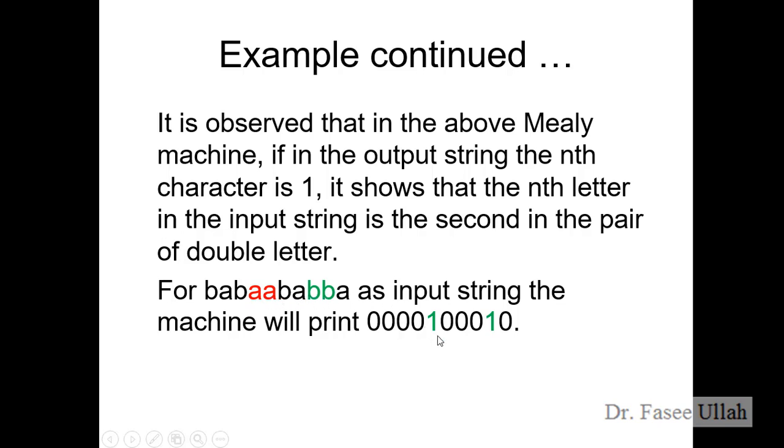So how has this happened? Because of the observation we have noticed from the Mealy machine construction. For example, if the nth number is 1, it will give you the double letter in the string. So here this is the input and this is the output. This is the observation regarding the Mealy machine.